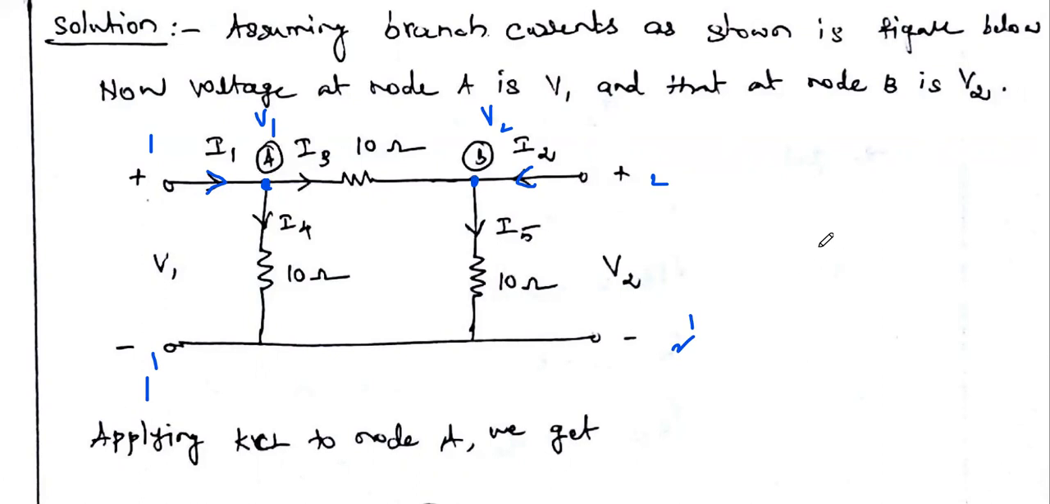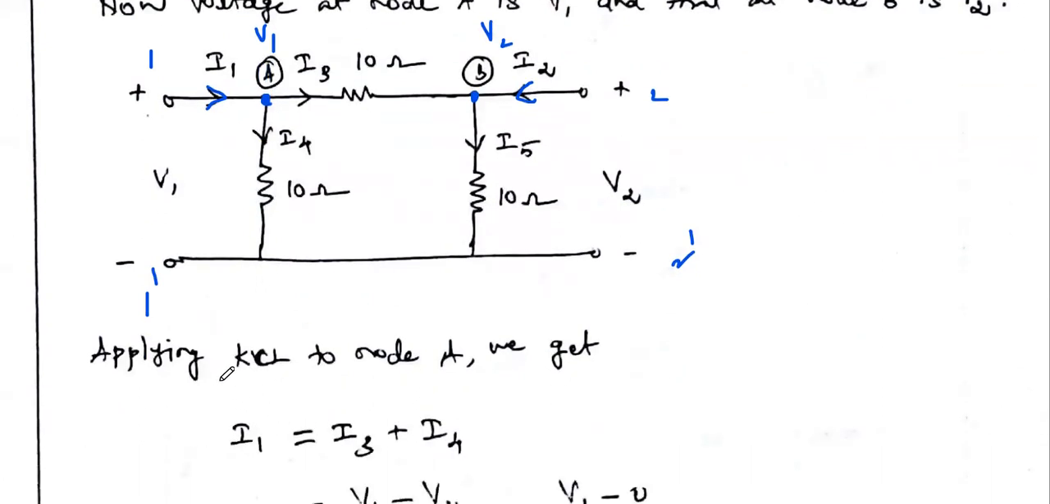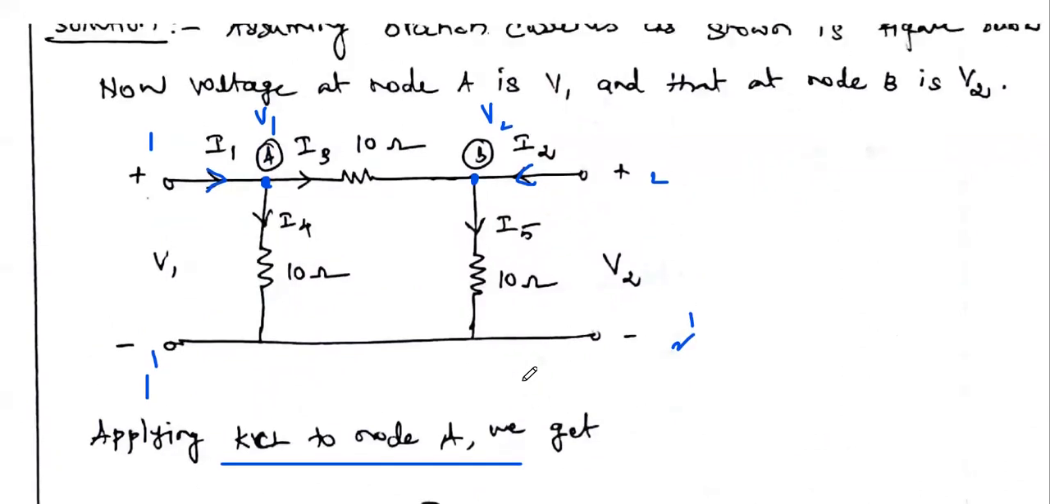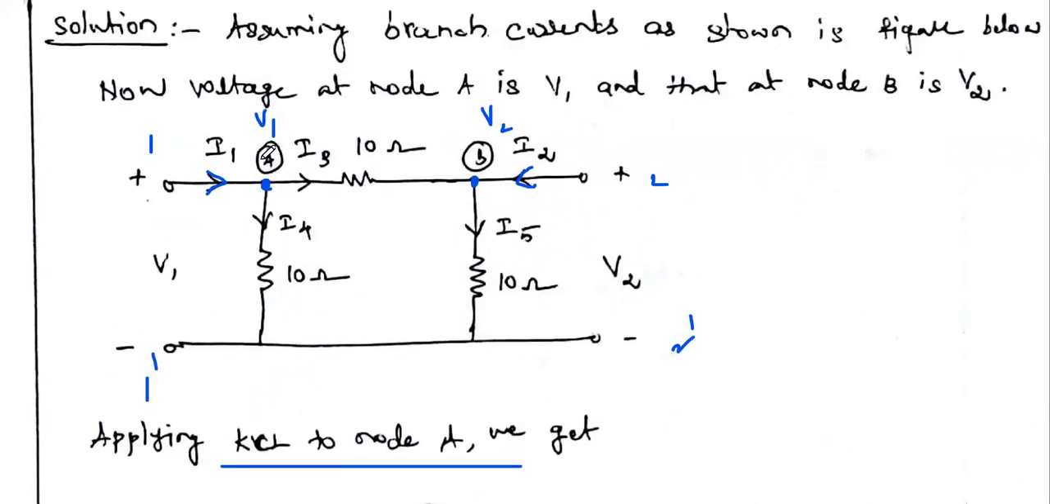Then we have to apply KCL for each node. First we apply KCL for node A. In node A, what are the three branches? I1, I4 and I3. For this node A, I1 is the incoming current, and I3 and I4 are the outgoing currents.